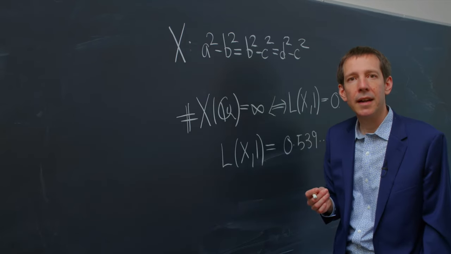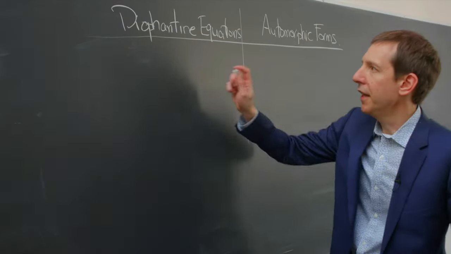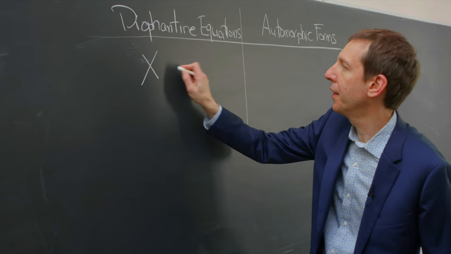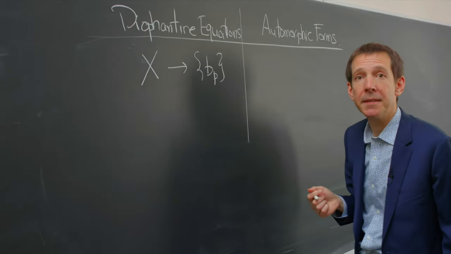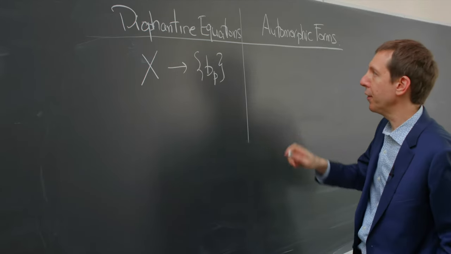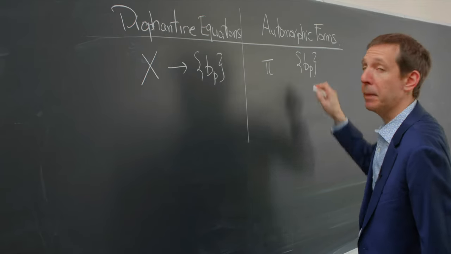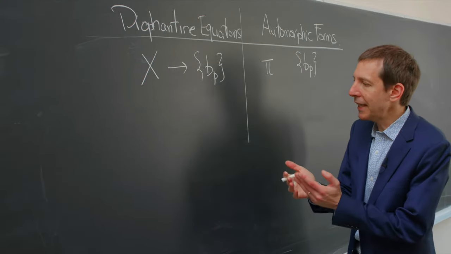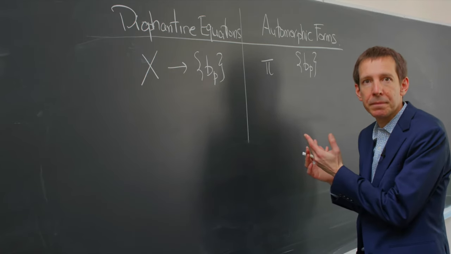So, how do you prove reciprocity? If you have a Diophantine equation X, we see that we get a set of point counts, a_p. On the other hand, if you have an automorphic form, you can also get a set of numbers a_p. So on the one hand, you have Diophantine equations. On the other, you have automorphic forms.